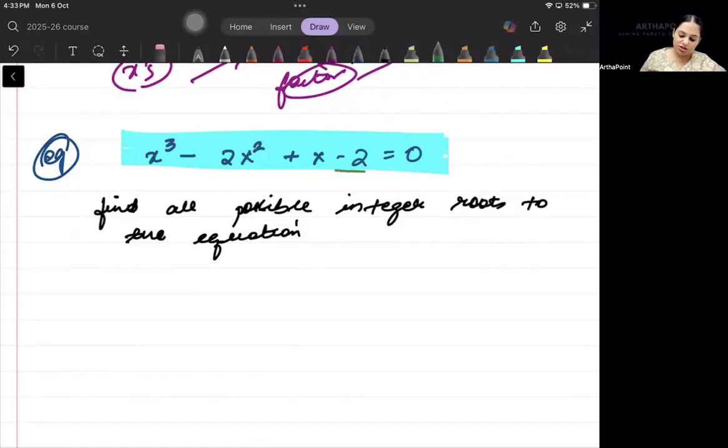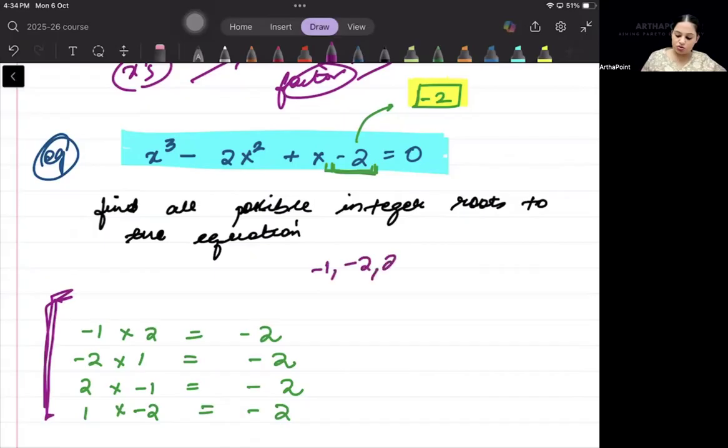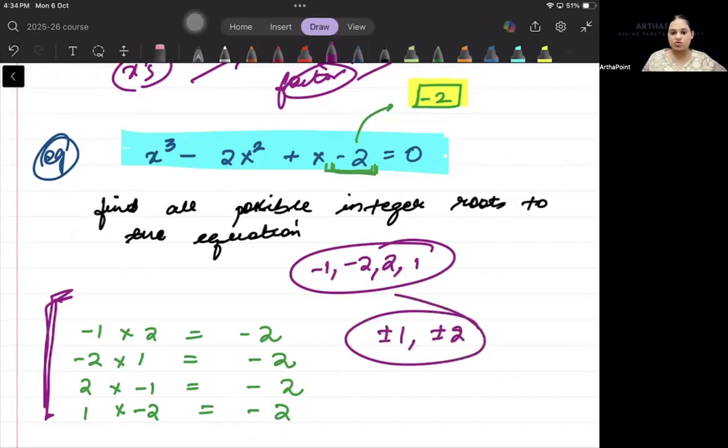सबसे पहले हम इस फैक्टर पे जाते हैं, ये है -2, और हम -2 के इंटीजर्स बनाते हैं. माने -1 into 2 is -2, -2 into 1 is -2, 2 into -1 is -2, 1 into -2 is -2. तो इसके जो पॉसिबल इंटीजर रूट्स हो सकते हैं, first of all we are finding the factors of this -2. So we get the possible factors as -1, -2, 2 and 1. That means ±1 and ±2. ठीक है, ये इसके पॉसिबल फैक्टर्स हो गए.